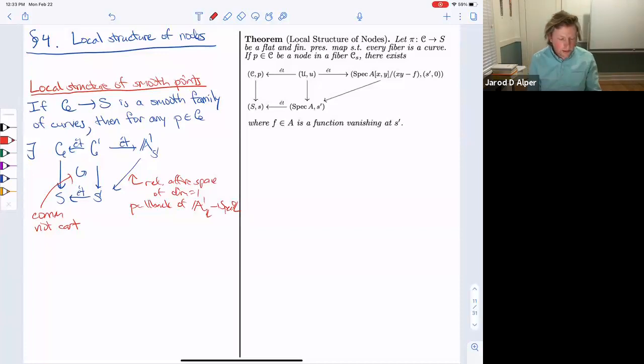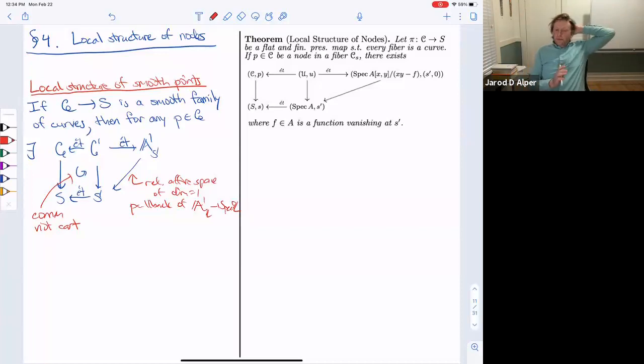So hopefully this is a familiar fact. In fact, this follows just from the local structure of smooth morphisms. Any smooth morphism has such a structure. Any smooth morphism is étale locally equal to affine space of the corresponding dimension.